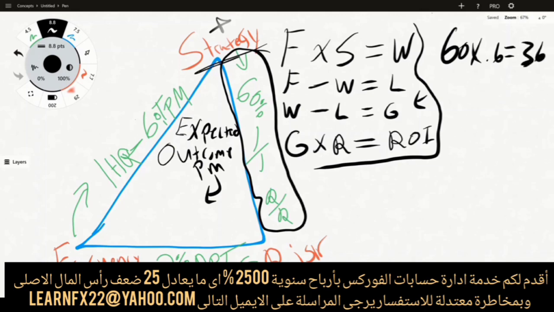36 is the number of wins we're going to have. Now we have to do 60 minus 36, or F minus W, which is going to give us our losses, which is 24. We have to then do wins minus losses, which is 36 minus 24. This is going to equal our gain. What is 36 minus 24? That is 12, right?